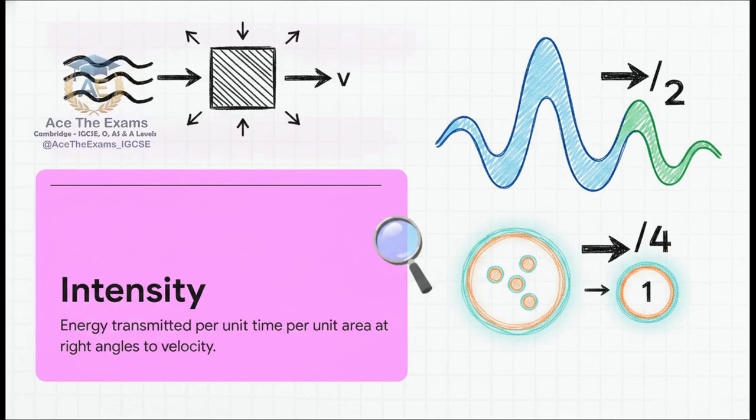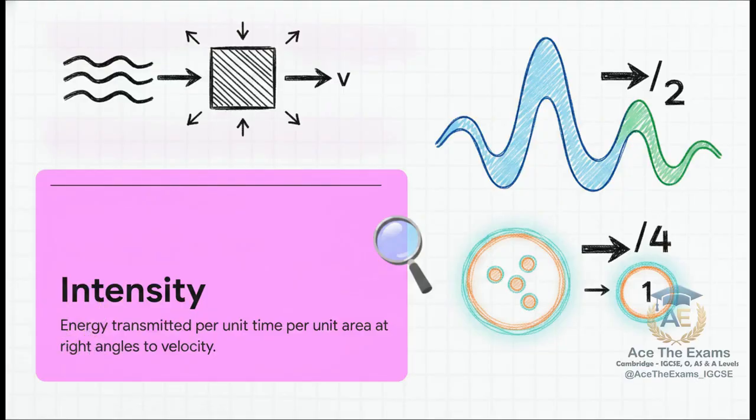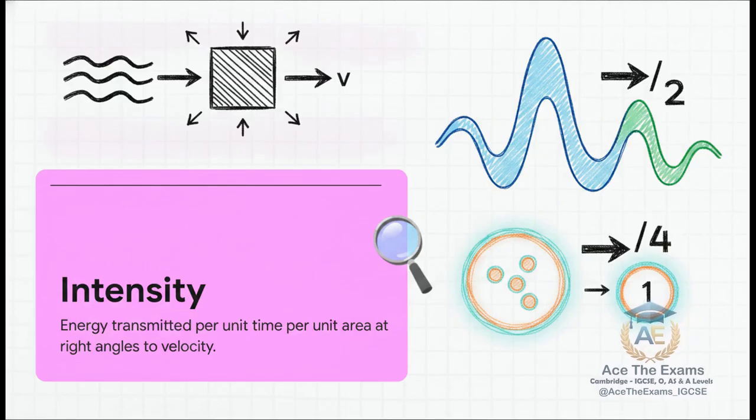But here is the absolutely crucial rule for your exams, underline this twice in your notes. Intensity is always proportional to the square of the wave's amplitude. It's a squared relationship. This means if you halve the amplitude, the intensity doesn't just halve. Oh no, it decreases by a factor of 4.